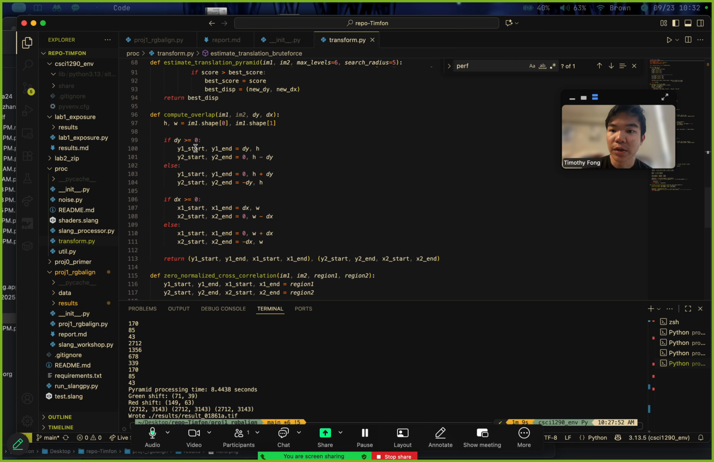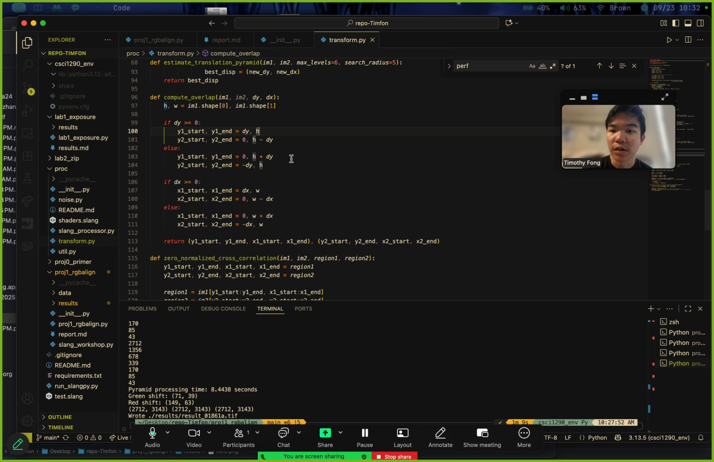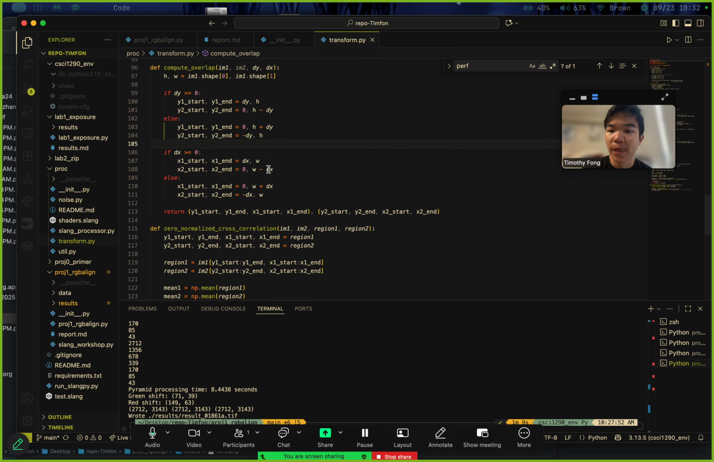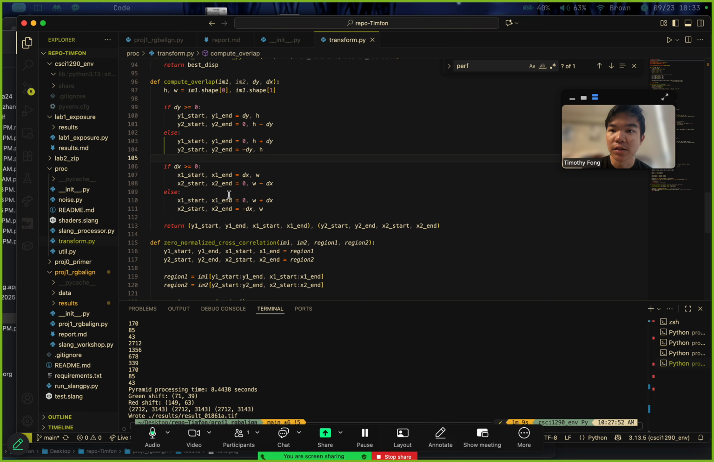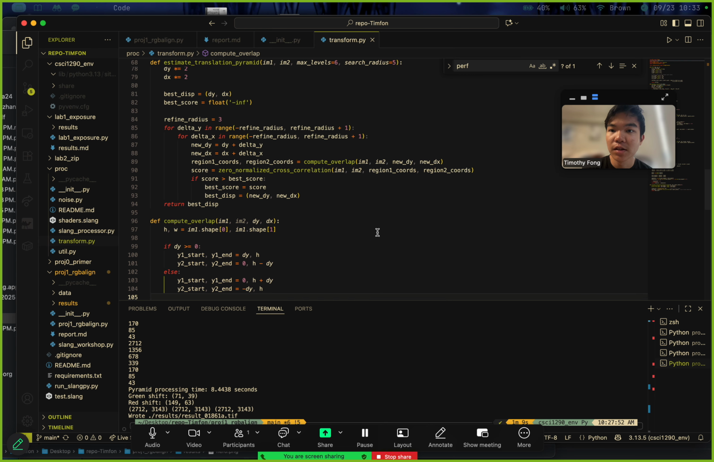For compute overlap, basically if the shift is positive, then for the first image we want to start at the shift and end at the height. For the second image we want to start at 0 and end at h minus the shift, and vice versa. If the shift is negative, then we want to start at 0 and end at h plus dy, start at negative dy, end at h, and same thing for x. And so this just computes the overlapping regions.